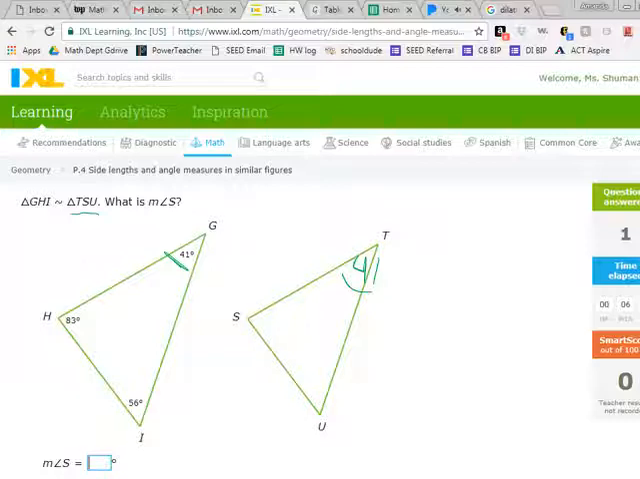The next one is H. H is 83. Notice that 83 also goes with S because it's in the middle. So if H is 83, then S also has to be 83. So that one was pretty nice. That one worked really, really well for us.